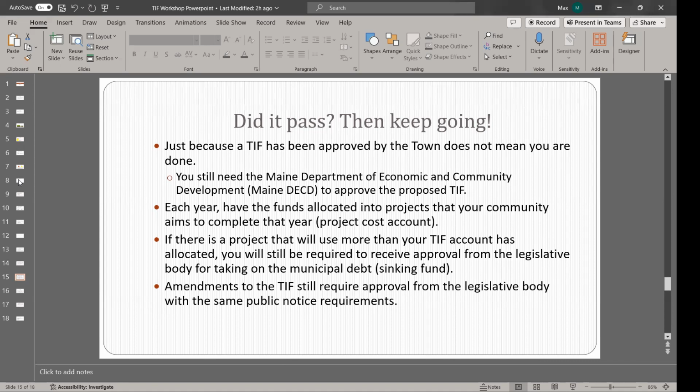So using our $13,500 example, you have the first year's worth of revenue from it, $13,500, and you say, well, we have this big project that's going to cost $100,000. You have to have another municipal vote to say, we want to take out a loan or go into municipal debt, and it's going to be paid for using the TIF account. You have to go through the municipal vote again, just like you would with any incurring of this debt. That is known as the sinking fund. And remember these terms, because we're going to talk about them later with some changes the state has given us in just a bit.